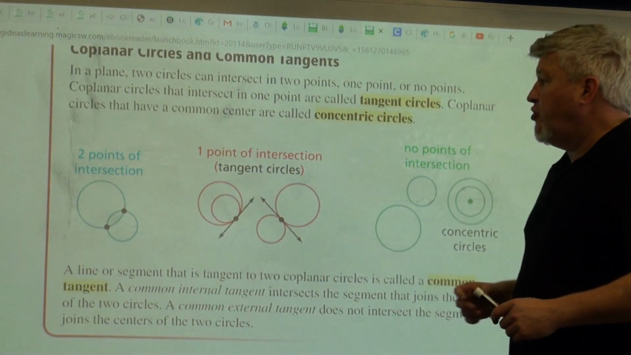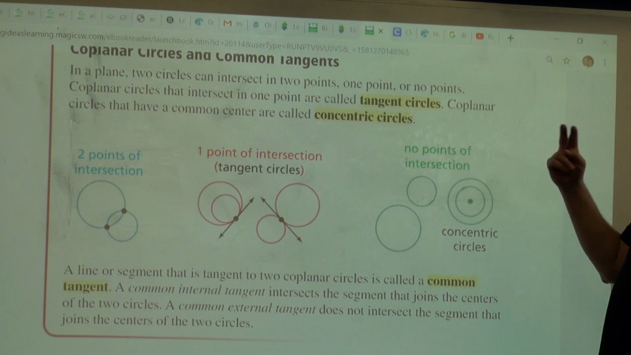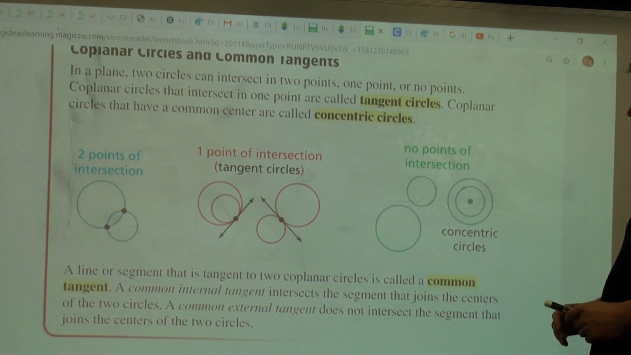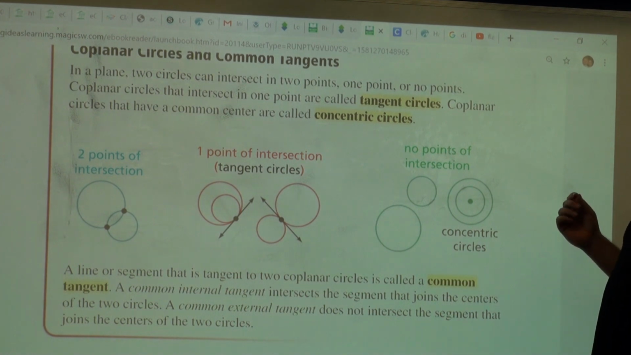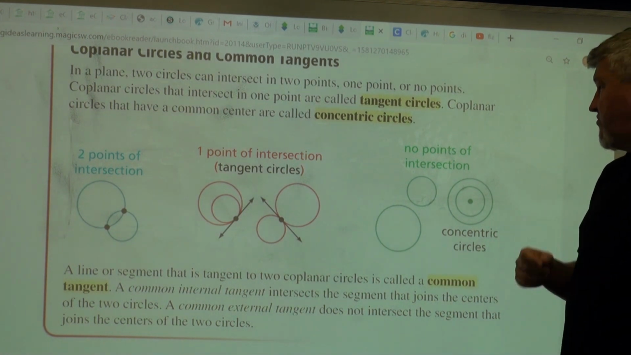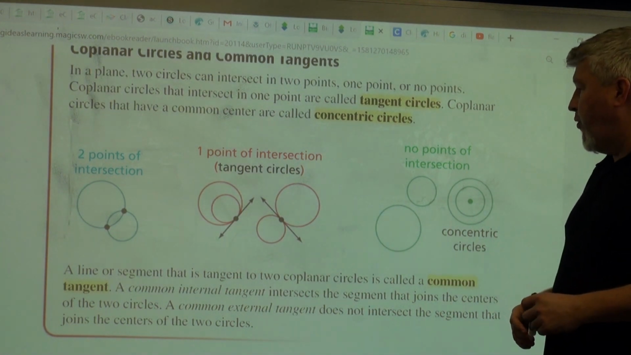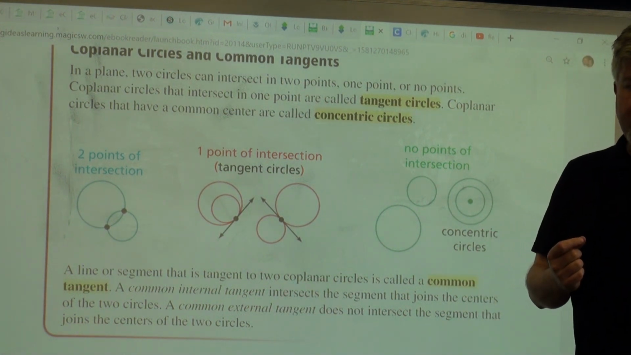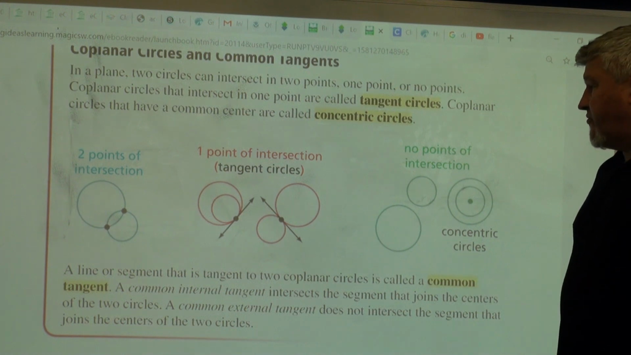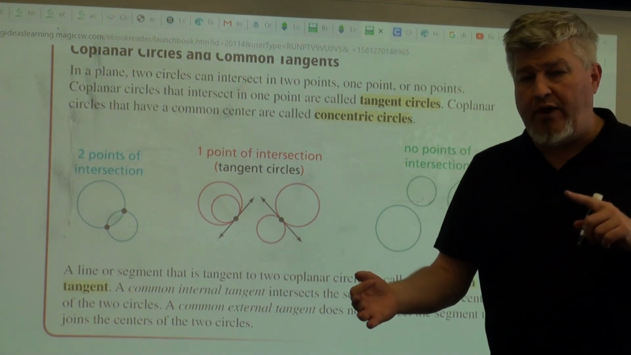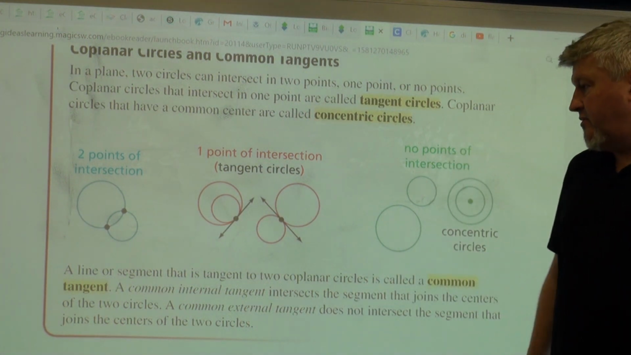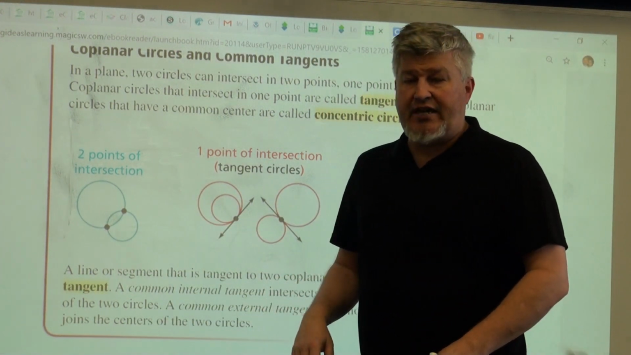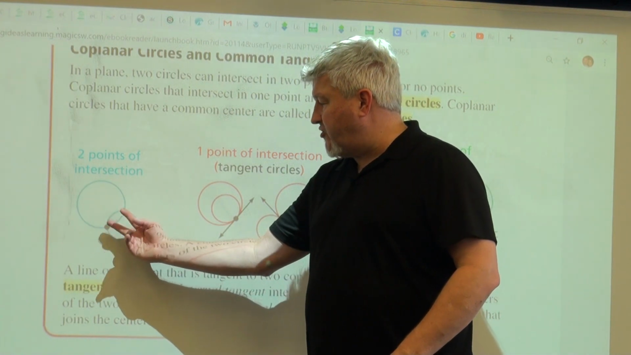In a plane, 2 circles can intersect in 2 points, 1 point, or no points. Coplanar circles that intersect in 1 point are called tangent circles. Coplanar circles that have a common center are called concentric circles, and we'll see examples of that, all right? So they can intersect in 1 point, 2 points, or no points. So, if you look here, the blue one, 2 points of intersection. These 2 circles overlap, they touch on these 2 spots.